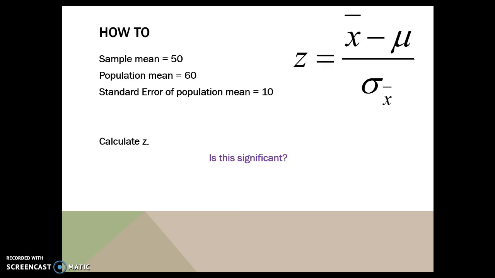We get a z-test. So if we have a sample mean of 50, population mean of 60, and a standard error of the mean is 10, then we're going to say 50 minus 60 divided by 10, and we get a z-value of -1. So all I did was plug in the numbers, and I have a z-value of -1. I don't know if this is significant or not yet.